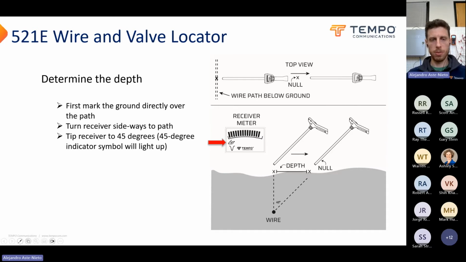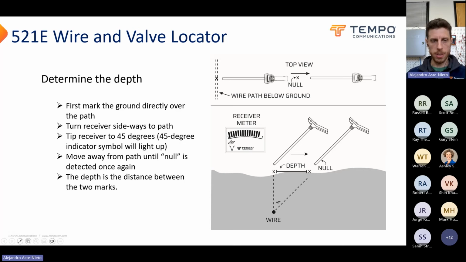Our 521E, the new locator, has a nifty little indicator that will confirm that you're leaning things at 45 degrees. And then at that point, you can drag it over in that direction that it's leaning until you find another null. Want to verify that you have 45 degrees on the indicator and a null going at once. You mark that second spot, and the distance between those two spots that you marked will be the exact same, just because of geometry here, as the depth per spot.